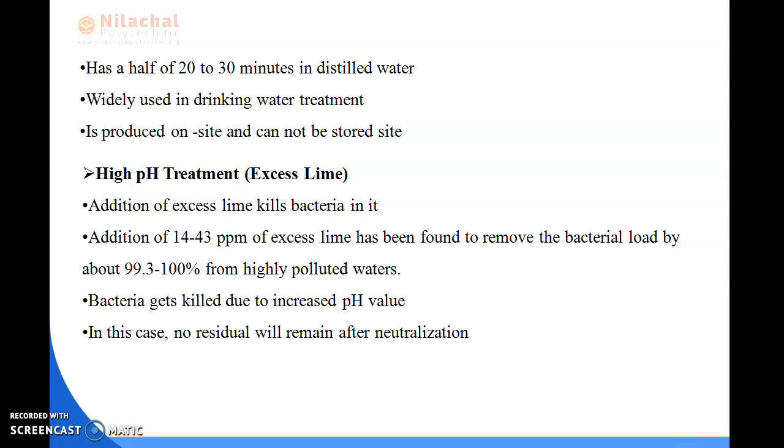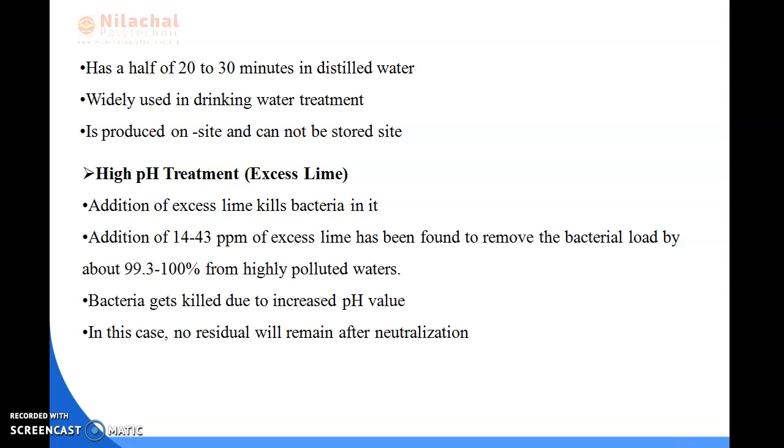Next is high pH treatment, that is, excess lime. Addition of excess lime kills bacteria. All of us know that if we add an excess amount of lime, it kills the bacteria in the water, and addition of 14 to 43 ppm of excess lime has been found to remove the bacterial load by about 99.3 to 100% from highly polluted waters. Bacteria get killed due to the increased pH value. In this case, no residual will remain after the neutralization.